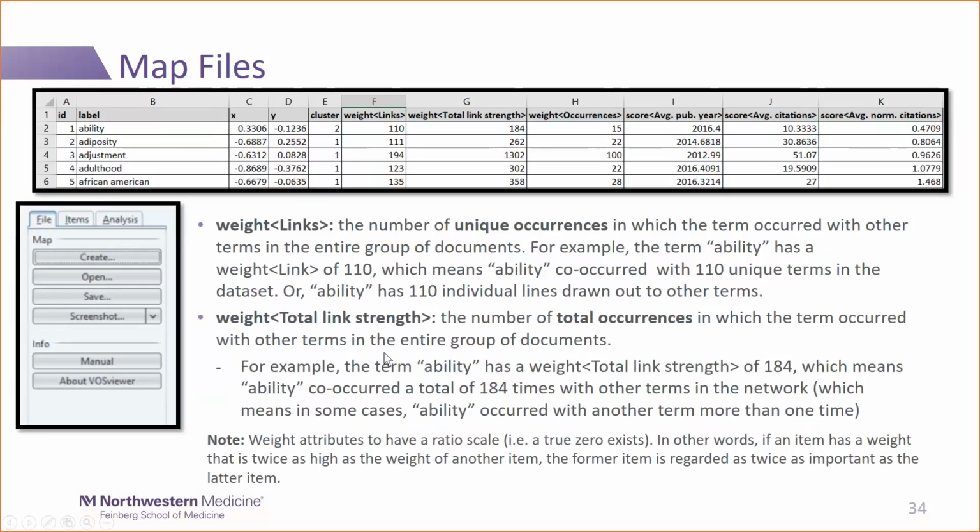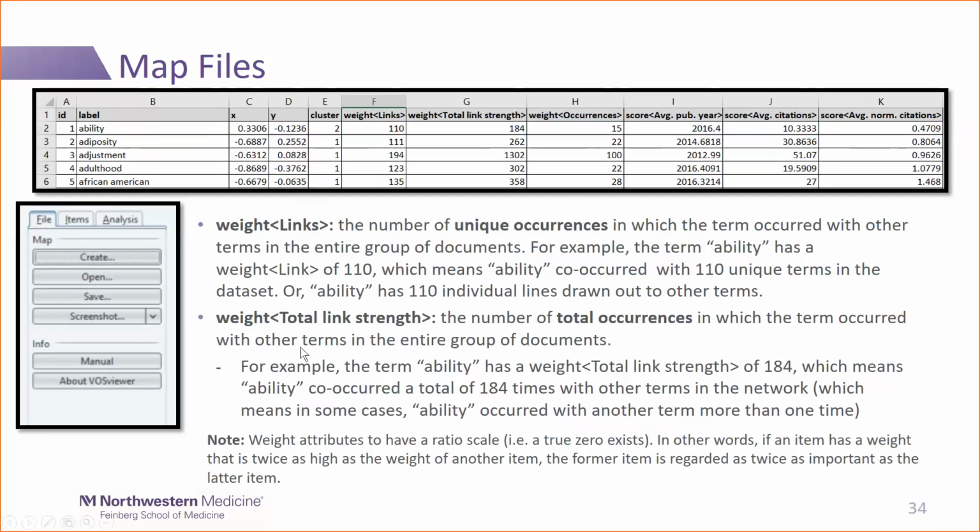Weight links is, again, the number of unique occurrences in which a term occurred with other terms. So, for instance, ability has the weight link of 110, which means it co-occurred with 110 unique terms in the data set. Or basically, ability has 110 individual lines drawn out to other terms.